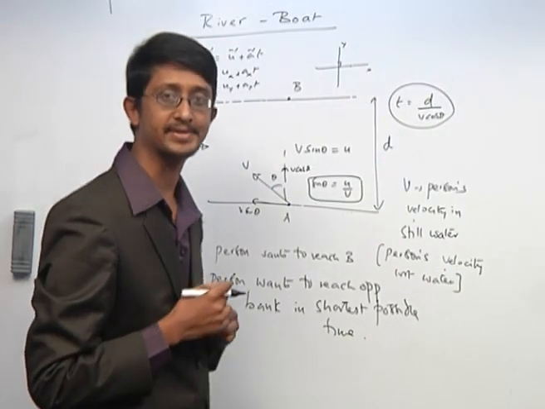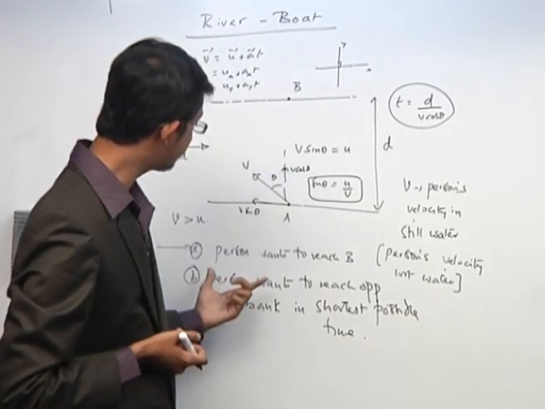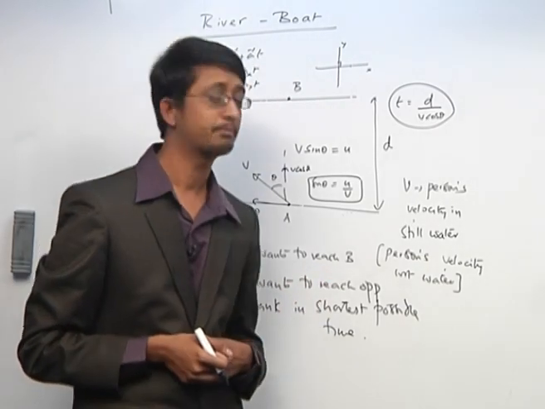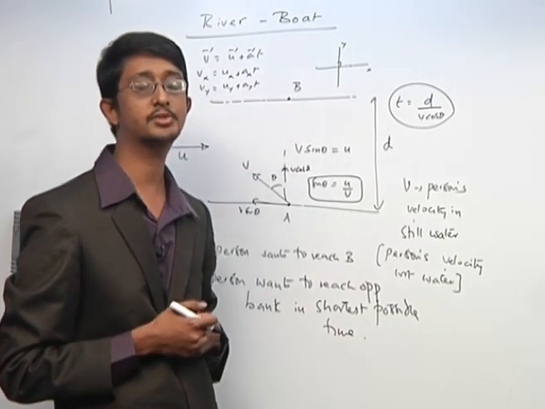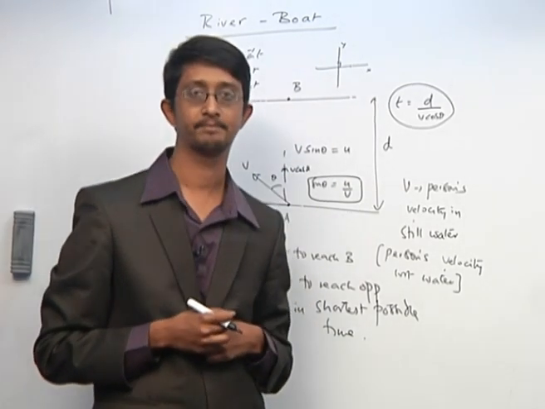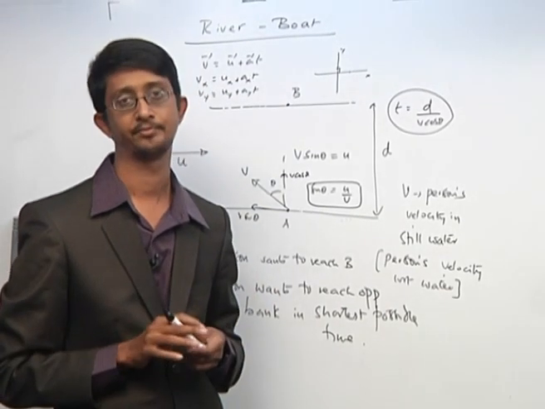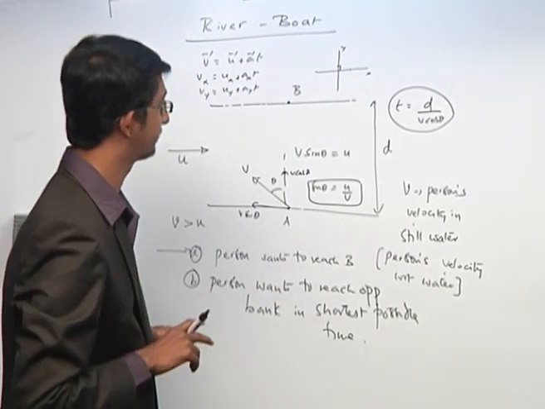Now what about the second case? In the second case, person wants to reach the opposite bank, not necessarily B. He wants to reach wherever it is, it's okay. But he wants to reach the bank in the shortest possible time. The time taken by him must be least. Now what should he do?